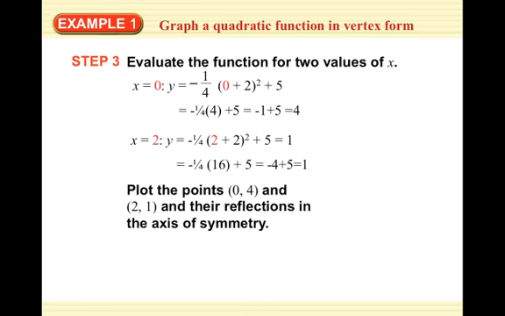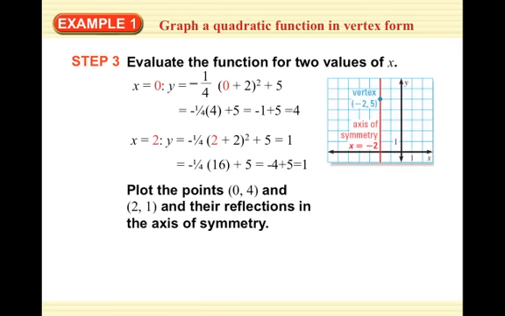So plot the points 0, 4, and 2, 1 if you haven't done so already. And then we're going to use the reflections across the axis of symmetry. So here we've got our axis of symmetry and our vertex. We're going to plot the points 0, 4. And then we're going to plot the point 2, 1. And then we're going to use symmetry to plot the 2 other points. So let's look at that.